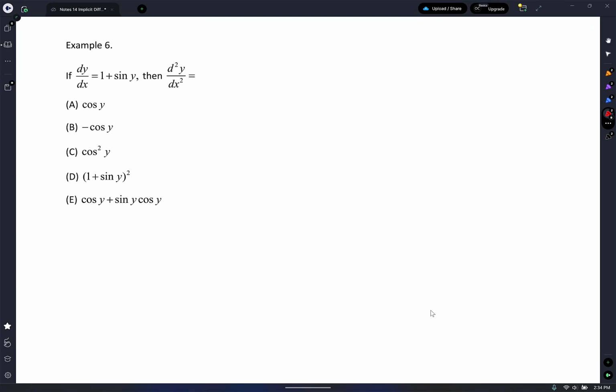So this wants more experience with taking second derivative. They already tell us what the first derivative is. See, it's given to us. So here we go. Ready? We're going to go slow. The second derivative equals, the derivative of 1 is 0. What's the derivative of sine y? Cosine y.